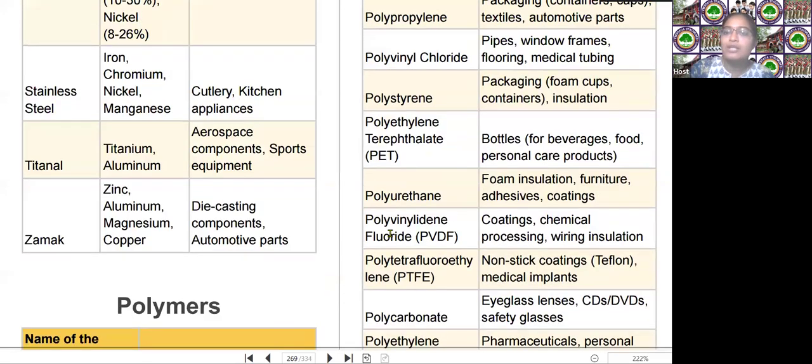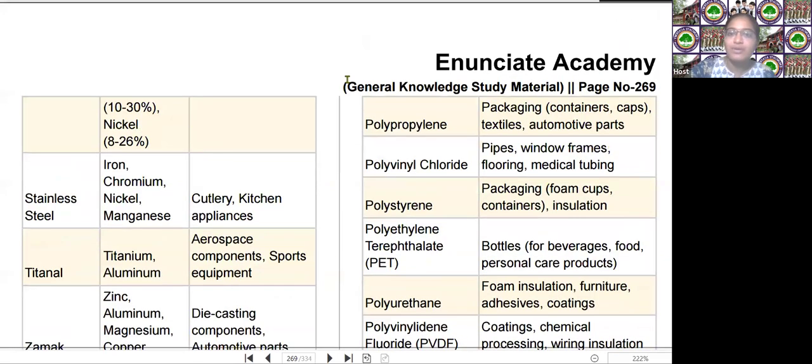And the second polymer is, do you understand what is polymer? Good morning, Radhika. Good morning, Tanish.